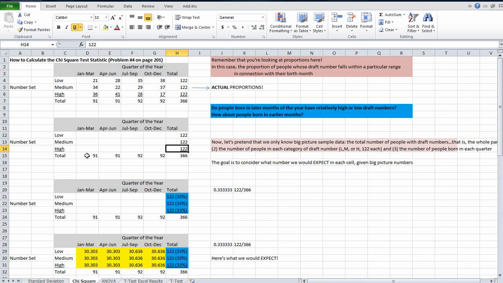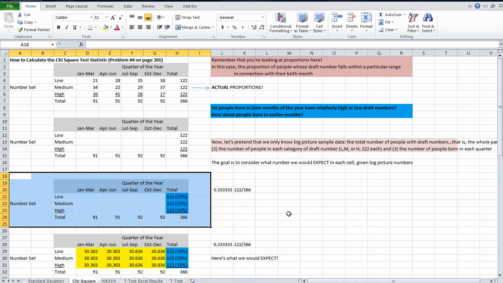We also know that the number of people surveyed who were born between January and March is 91, and so forth down here. A good starting point is to turn it into a percentage, the number of people who had draft numbers in each category. You can see it's equal here. The number of people who had low draft numbers out of those respondents was 33% of the total, 366. So now, if we just had this data and didn't know what actually came out of the data, what would we have randomly expected here?